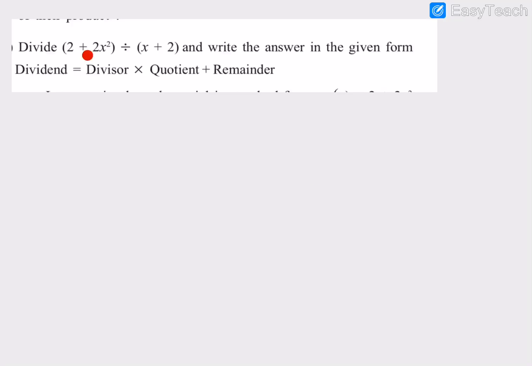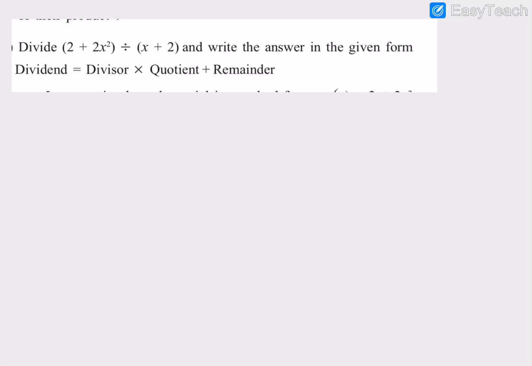So we are going next with the division of two polynomials. We have to divide 2 plus 2x square by x plus 2 and write the answer in this form: dividend is equal to divisor into quotient plus remainder. This is the usual division form. So we have to divide these two polynomials and write in the division form.